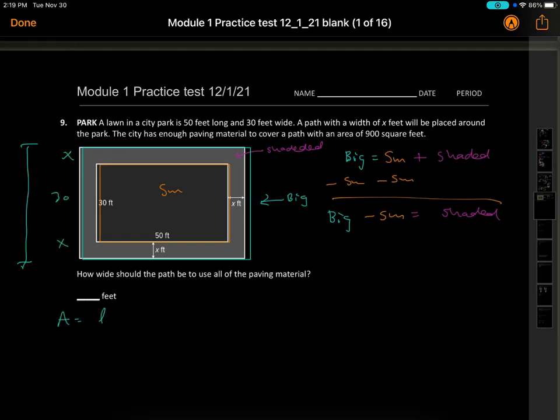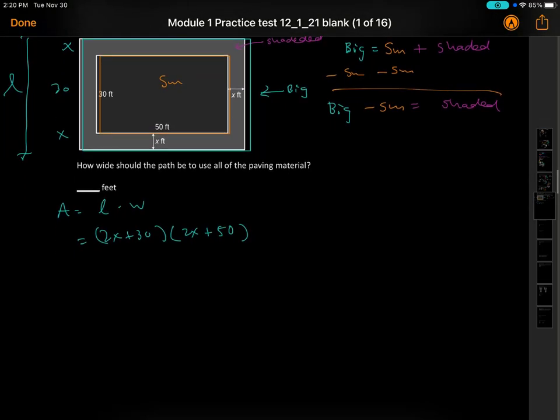So area is length times width. Let's call this one length. So that you're adding those, right? X plus 30 plus x would give me 2x plus 30. And we'll call this one width. So that would be x, 50, and x. So that would give me 2x plus 50.